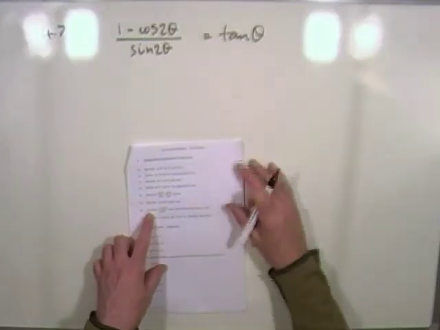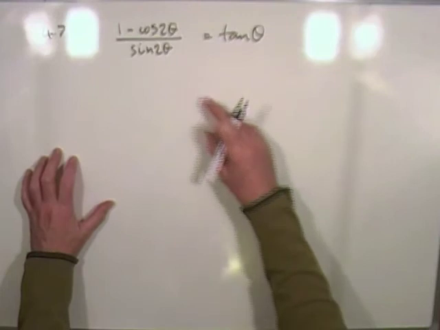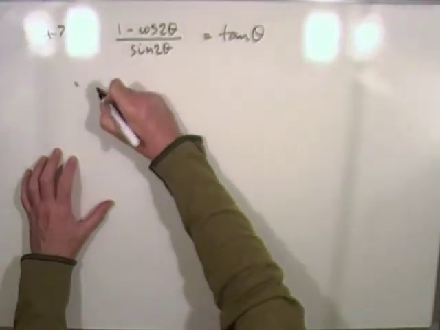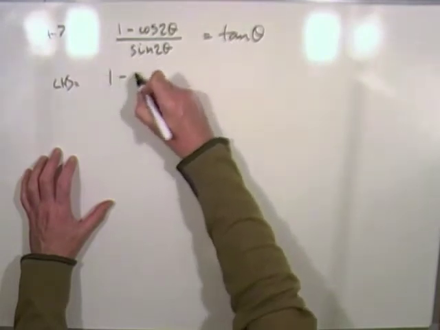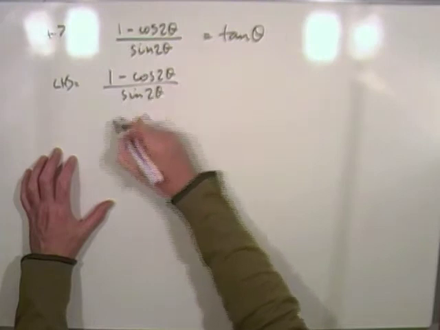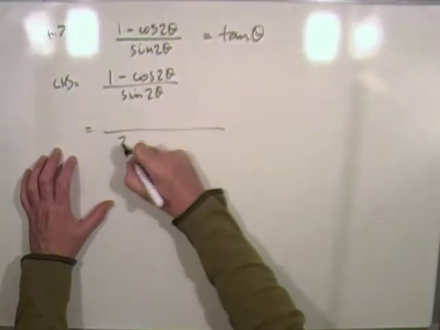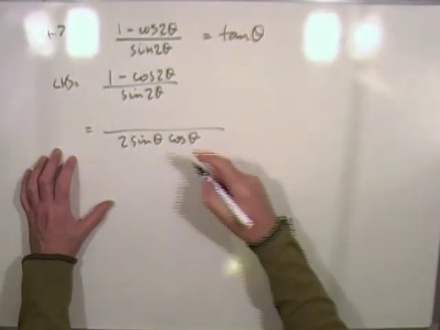4.7 looks much like the last one. Double angles, single angles. Well, spell it out then. Left hand side equals, I'll just write it out, 1 minus cos 2 theta over sine 2 theta. So sine 2 theta to sine theta cos theta, aiming for single angles.